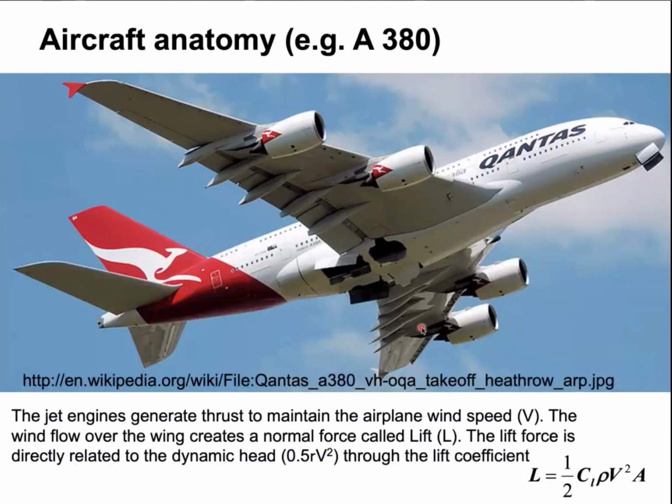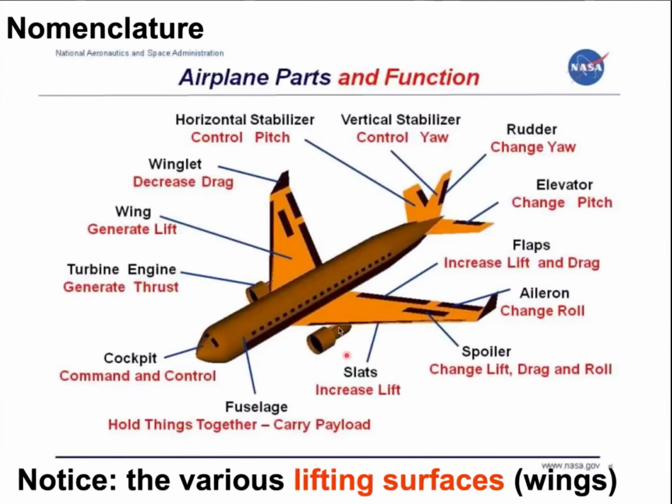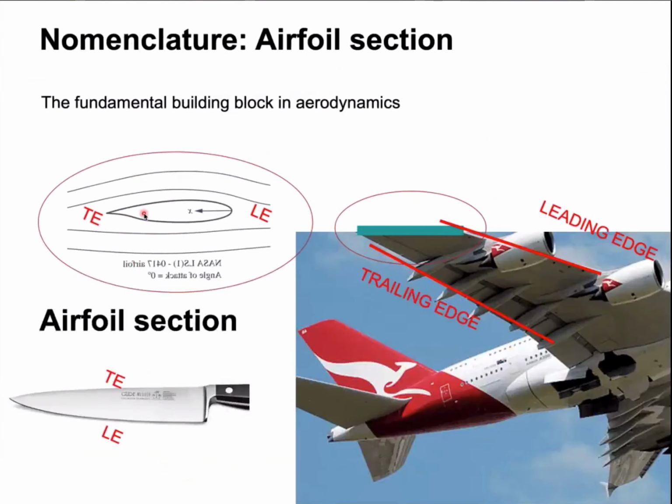Their shape relates to this lift coefficient over here, which relates to how much weight that airplane can carry. So the whole design process of an airplane, in terms of weight, load, velocity, and so on, is based on this lift equation. And the one common theme between all these lifting surfaces is the cross section.